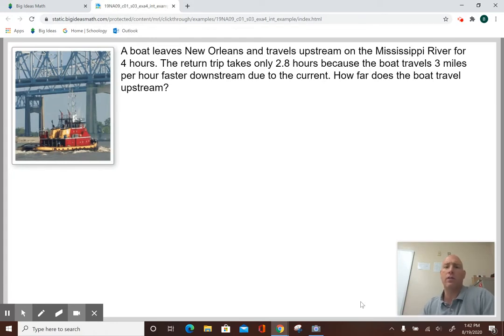So a boat leaves New Orleans and travels upstream on the Mississippi River for 4 hours. The return trip takes only 2.8 hours because the boat travels 3 miles per hour faster downstream due to the current. How far does the boat travel upstream?